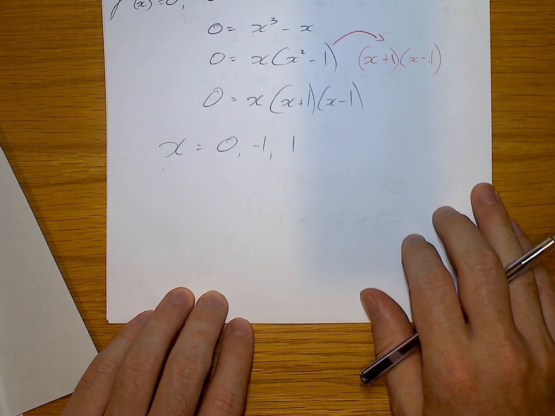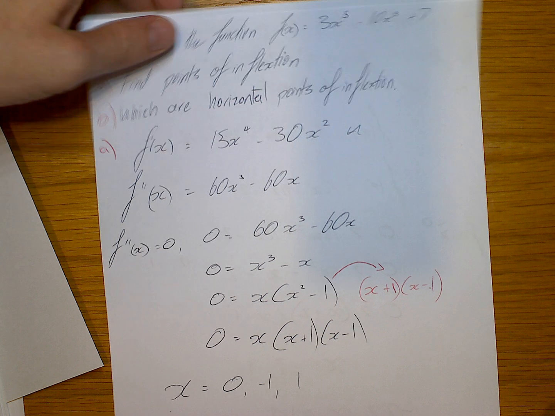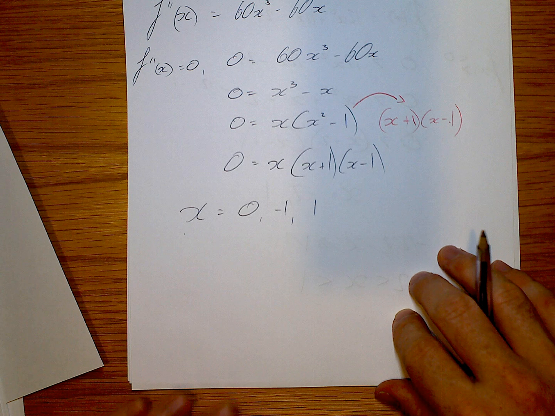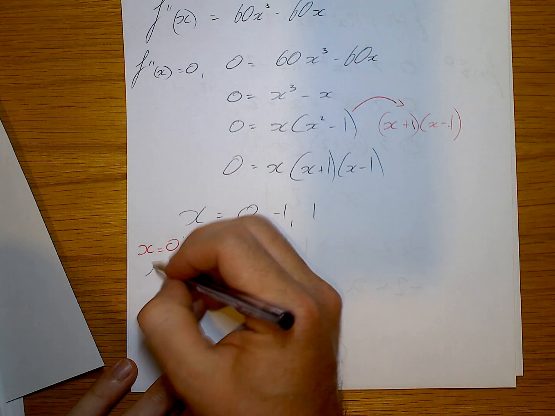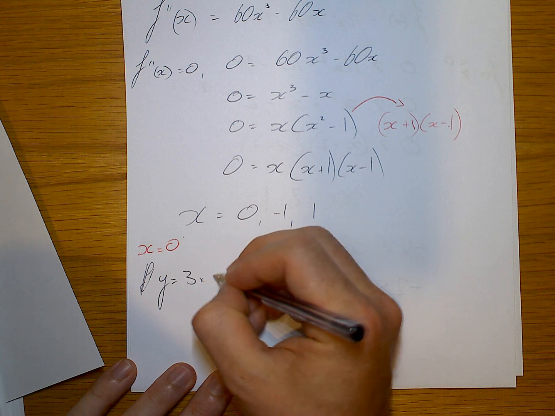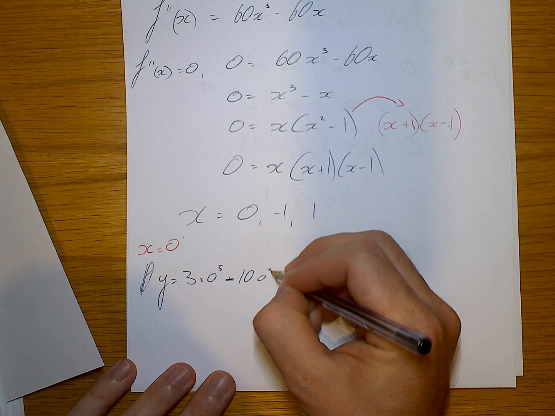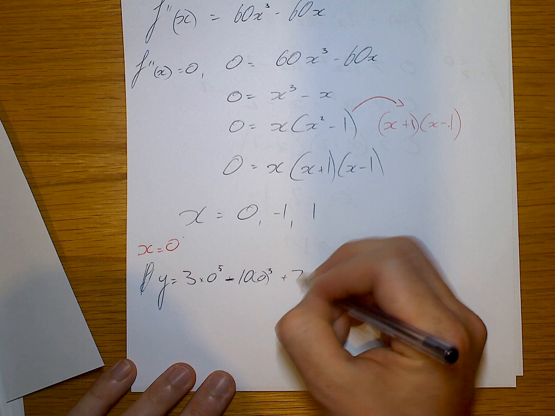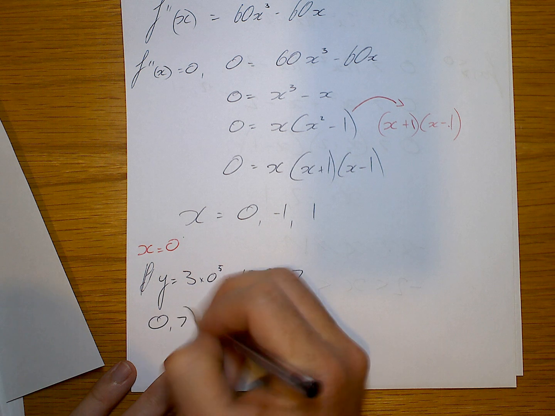If we're putting it into this function, and that can be substituted for y, let's find it where x is 0. I should do it properly for you guys. Let's say where x equals 0. y equals 3 times 0 to the power of 5 minus 10 times 0 to the power of 3 plus 7. Well, that's going to be 0, that's going to be 0, so it's just left with 7. So our point is (0, 7).